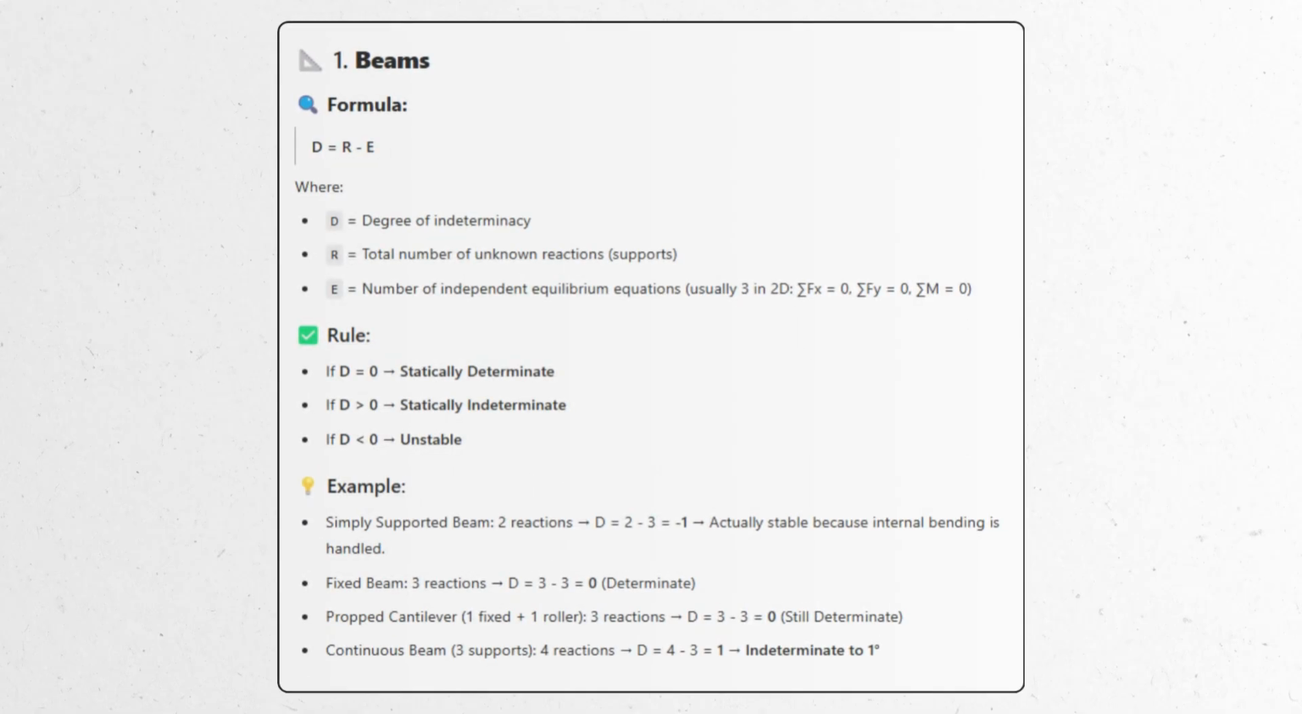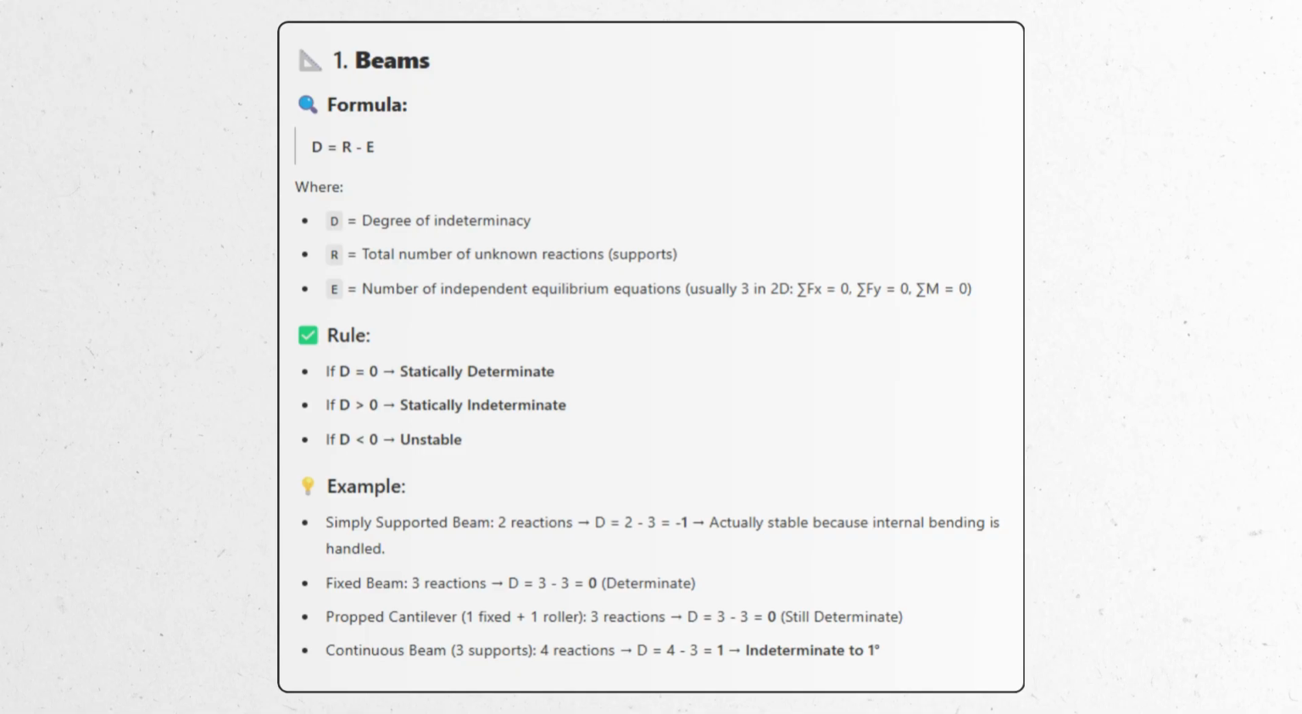Let's begin with beams. For beams, we first identify whether a beam is statically determinate or statically indeterminate. We do this by finding the degree of indeterminacy. The formula is simple. Degree of indeterminacy, D equals R minus E, where R is the total number of unknown reaction components coming from supports, and E is the number of independent equilibrium equations.